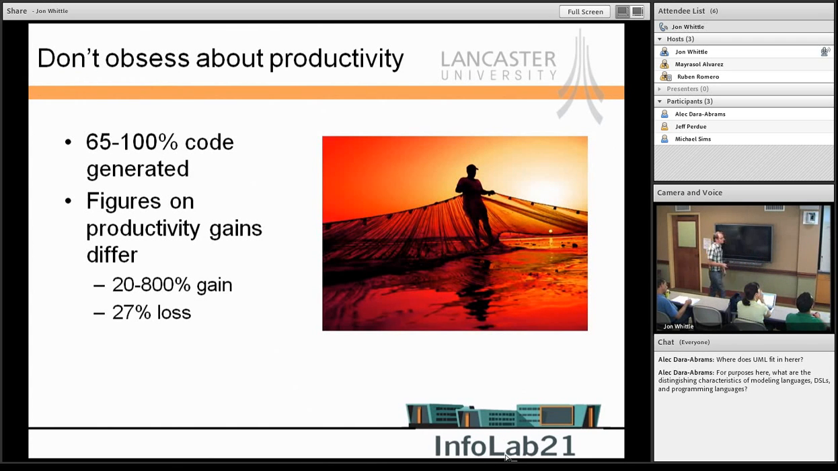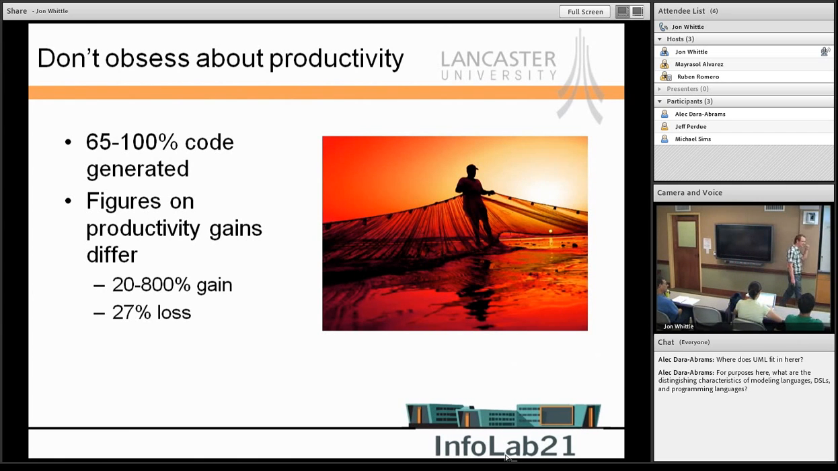And the moral about all of this is don't obsess about productivity. If you look at some of the numbers about productivity increases that you get from model-driven development, and these are not our numbers, these are numbers from the literature, you'll see a very wide range. There have been studies that say model-driven development has caused a loss in productivity of up to 30%. There have been other studies that say we've got an 800% gain in productivity. And you'll see everything in between. But generally speaking, the number that comes up again and again is a 20 to 30% gain in productivity that you get from model-driven development.